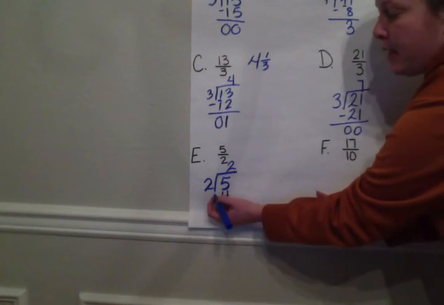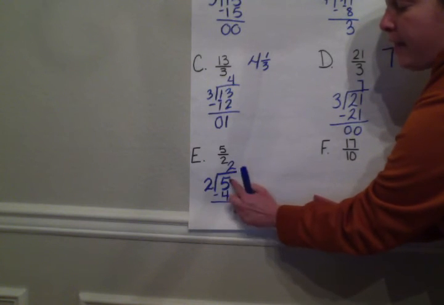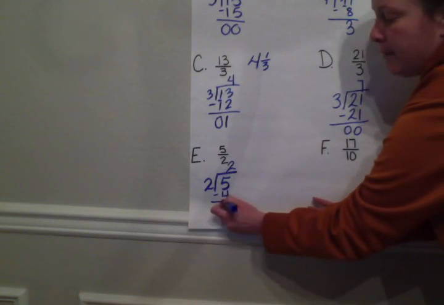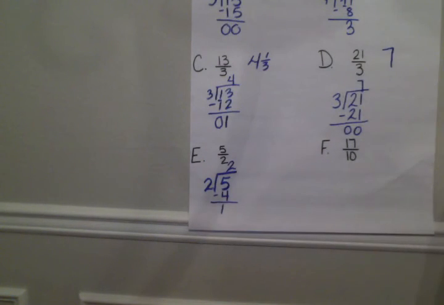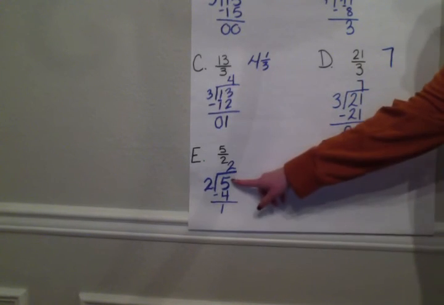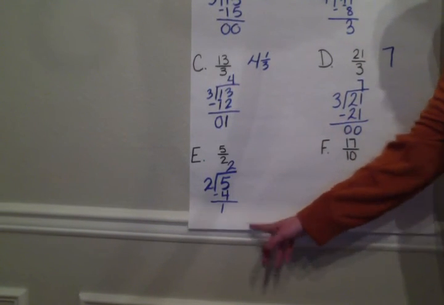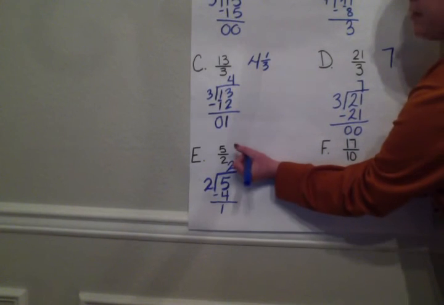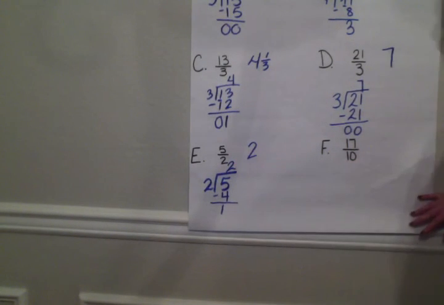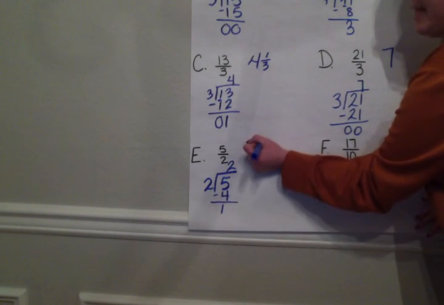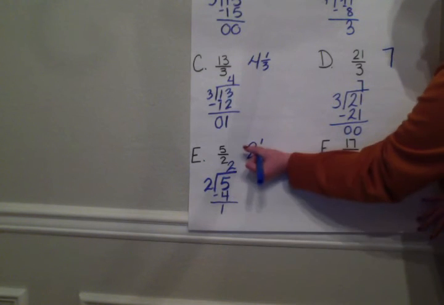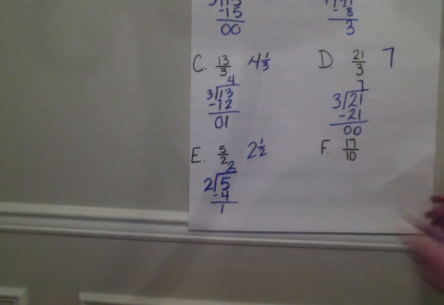Then I'm going to subtract. 5 minus 4 is going to give me 1. I have 1 piece left over. I don't have anything else to bring down. So I know that I have 2 wholes, 1 piece left over, and my denominator is not going to change.